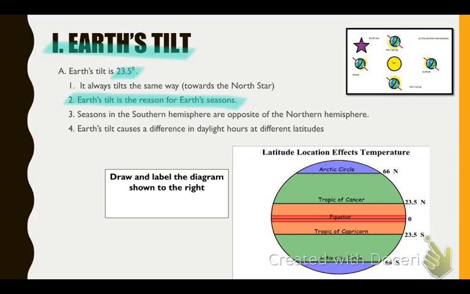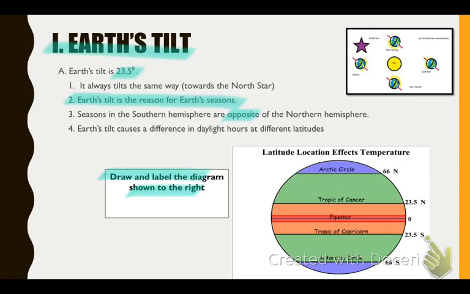Seasons in the southern hemisphere are opposite of the northern hemisphere. So right now, currently in Australia, they have the opposite season as us. So we are in the fall and they are in the spring. Earth's tilt causes a difference in daylight hours at different latitudes. So make sure you draw and label the diagram shown to the right.